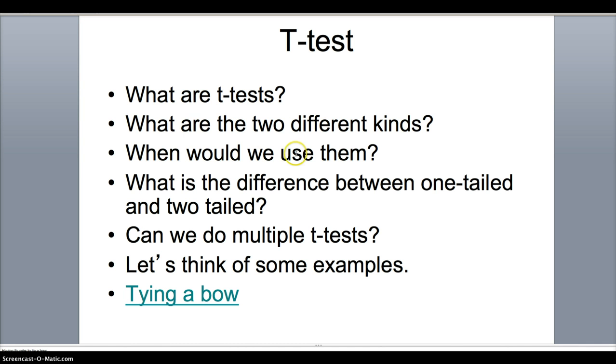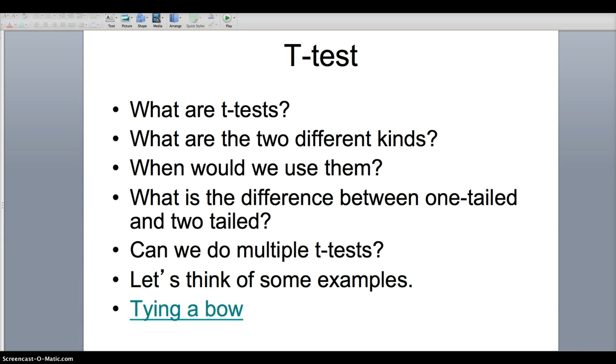Sometimes we can do one-tailed tests. Sometimes we can do two-tailed tests. If we're not sure where the differences are between the two groups, we do a two-tailed test. If we're making a hypothesis that one group is larger or better than the other, then that is a one-tailed test. Just to reiterate, we cannot do multiple t-tests. We can only do one t-test. You can use multiple variables, but you can only compare two groups.